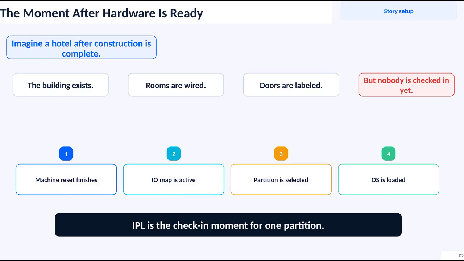An LPAR is like one room in the hotel. IPL is the moment that room gets its occupant. The occupant is the operating system. Once the operating system is loaded, that partition can begin doing work. Without IPL, the partition is like a prepared room with no guest inside.